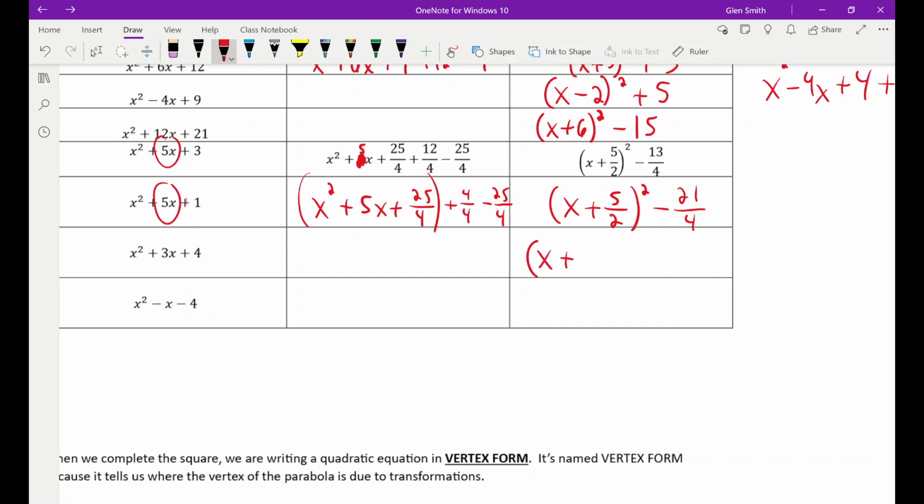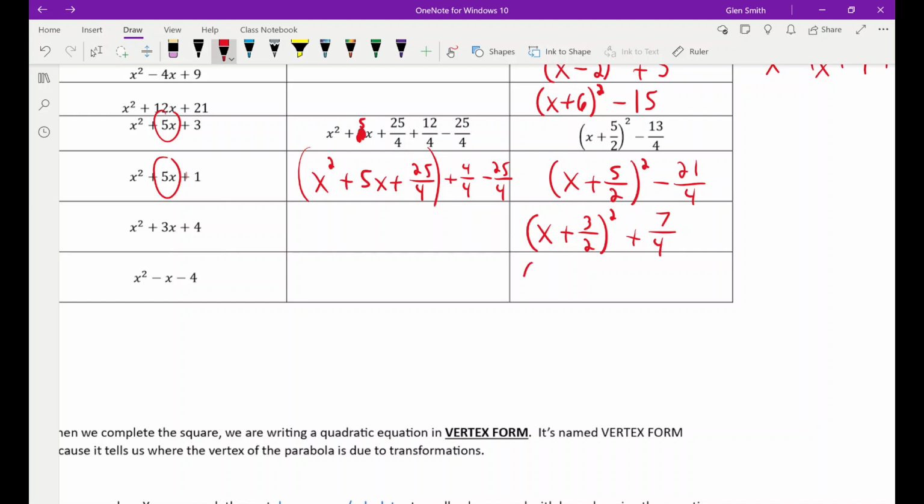Okay, x squared plus 3x plus 4 lets me know that this is going to be x plus 3 halves squared. But if you square that out, you're going to get 9 fourths, right? This is going to become a 9 fourths when you FOIL it all out. And we don't have 9 fourths, we have a 4, which is 16 fourths. So I'd have to add 7 fourths to that 9 fourths to get to 16 fourths.